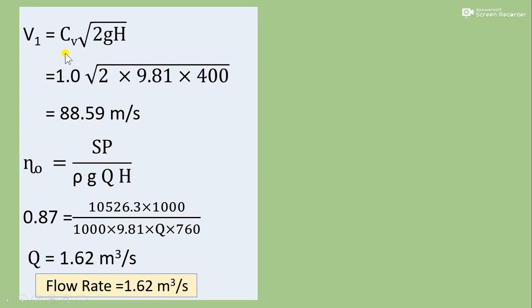First of all, calculate V1, because head and Cv are known. Then use the overall efficiency formula, in which shaft power was already calculated in the last slide. Take it in watt by multiplying by 1000, putting the value of rho g h. Here we get flow rate in meter cube per second, that is capital Q. As this problem is of a single jet, that's why it is capital Q.